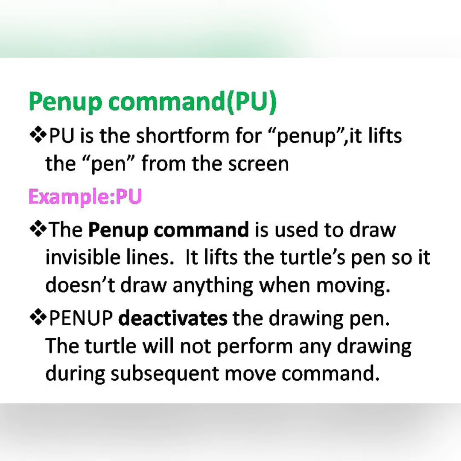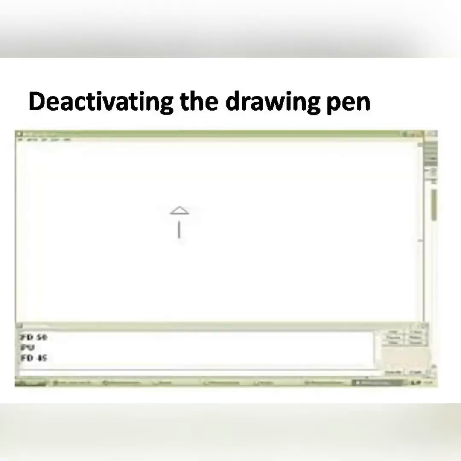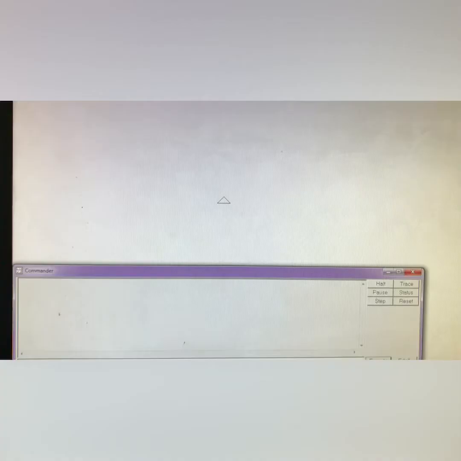What is the use of pen up command? It helps us to draw invisible lines. That is, it deactivates the drawing pen. You can see the picture found on page 95. When we are using pen up command, the turtle will not perform any drawing. Pen up command is used to draw invisible lines.